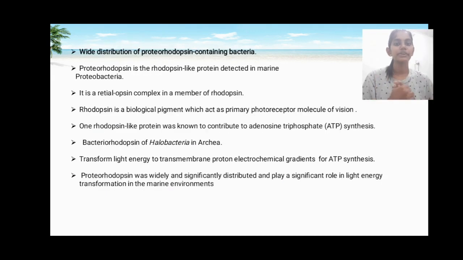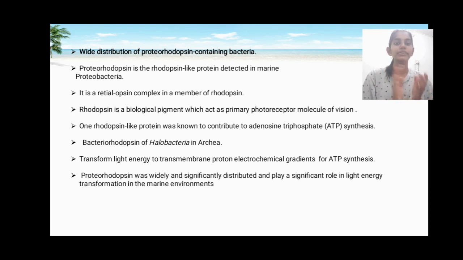Another significant finding is the wide distribution of the proteorhodopsin-containing bacteria. Proteorhodopsin is a rhodopsin-like protein detected in marine proteobacteria. Rhodopsin is a biological pigment which acts as a primary photoreceptor in vision. A rhodopsin-like protein was known to contribute to ATP synthesis.